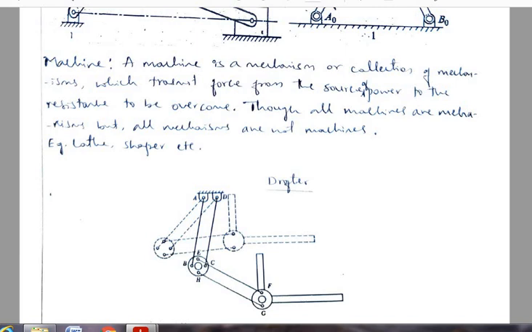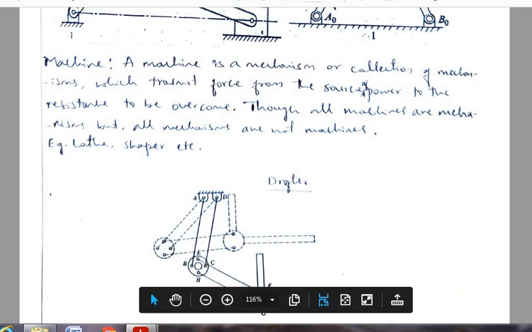But a single mechanism, we cannot say it is a machine. So here the saying is that all machines are mechanisms, but all mechanisms are not machines. That you have to understand. And there are many examples of machines: lathe machines, paper machines, etc. All are machines only.